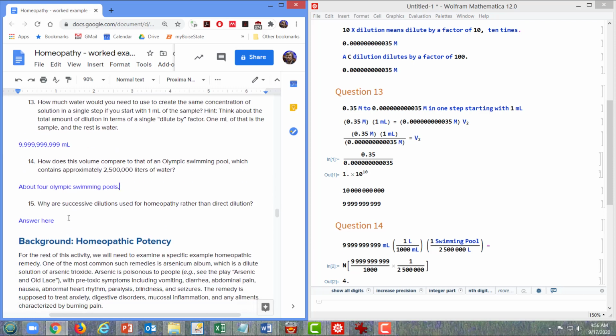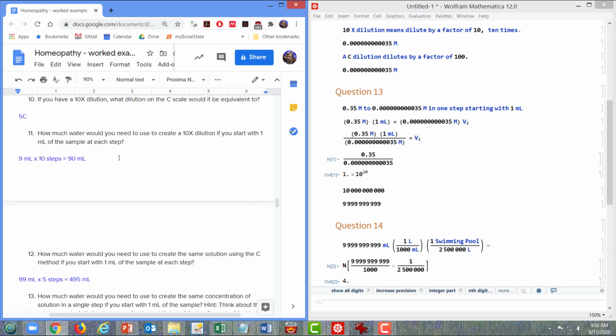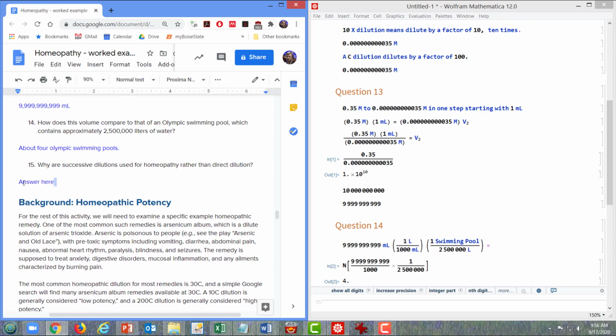Okay, so why are successive dilutions used for homeopathy rather than direct dilution? Well, direct dilution is this one. Successive dilutions are these two. And so the reason is much less water is needed.